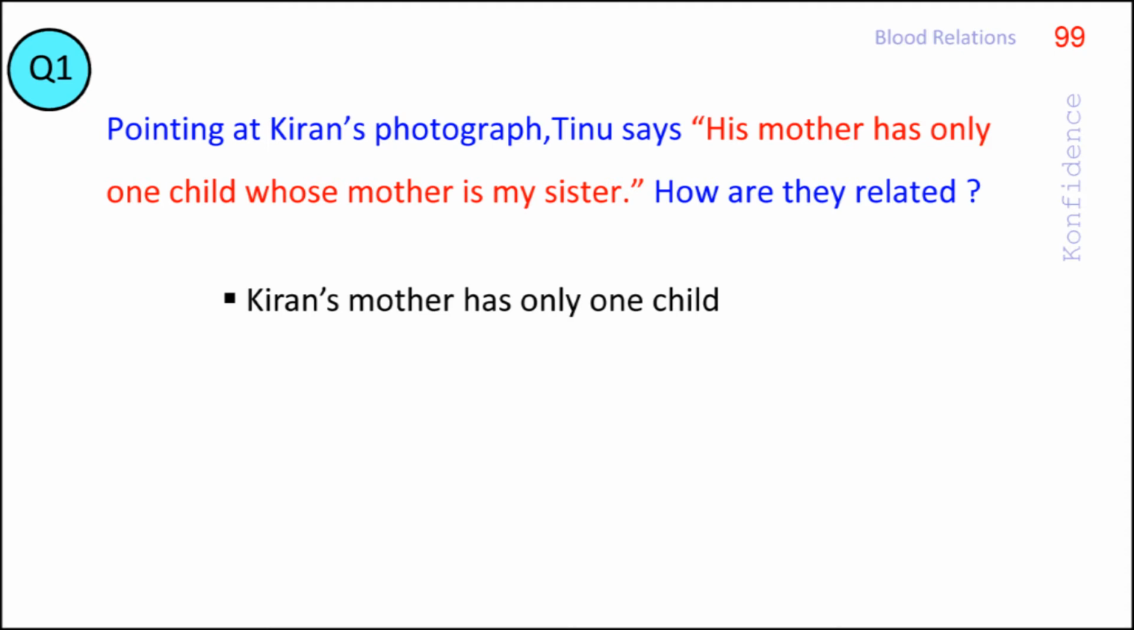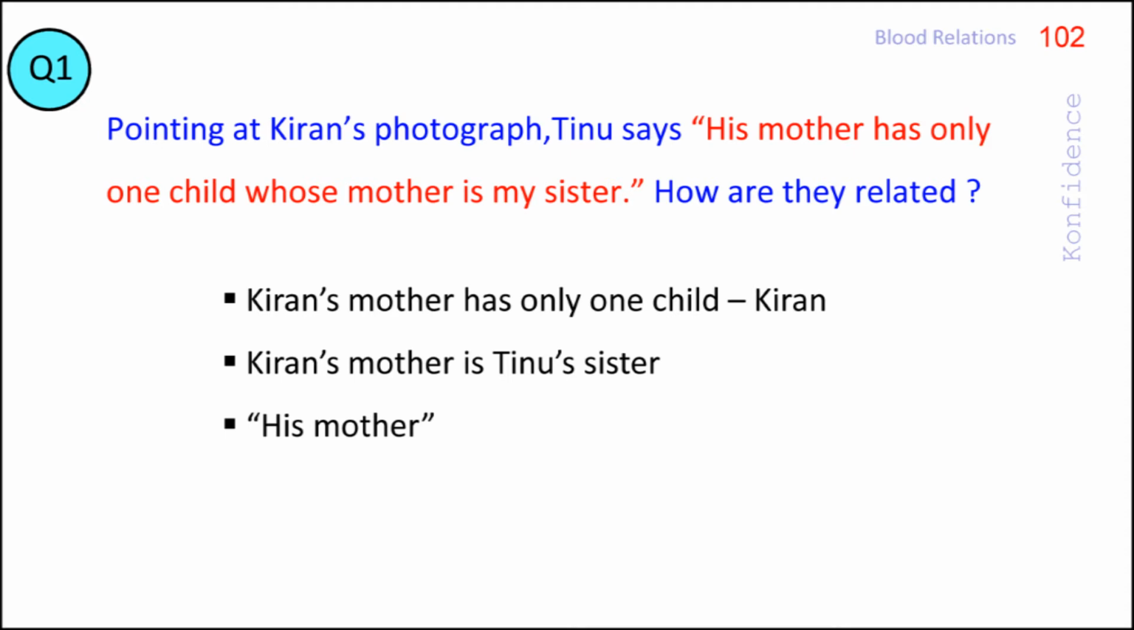So Kiran's mother has only one child. Who will that be? That should be Kiran himself, isn't it? Whose mother means Kiran's mother is my sister. That is, Kiran's mother is Tinu's sister. Now, pointing at Kiran, Tinu had said his mother, not her mother. Note the word his. From this, we can make out that Kiran is a male. As Kiran's mother is Tinu's sister and Kiran is a male, we can say that Kiran will be Tinu's nephew.